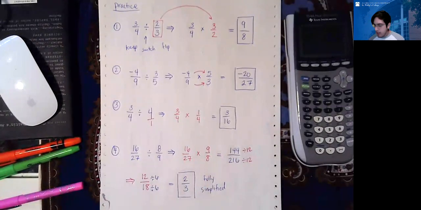Okay. So at the end of every fraction problem, whether it's addition, subtraction, multiplication, or division, you just need to make sure that your final result is fully reduced or fully simplified, that you've divided out any common factors. Okay, but that will take some practice.